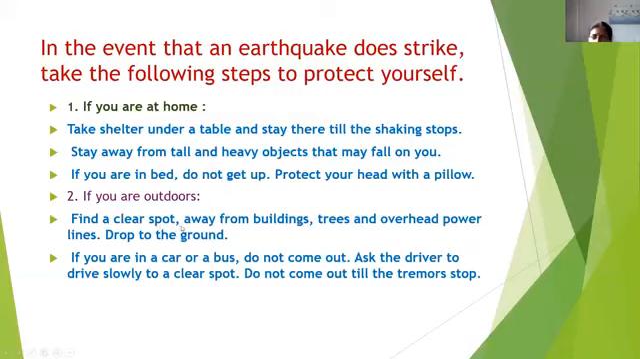Suppose we are outdoors, what do we have to do? How can we protect ourselves from an earthquake? First, we have to find a clear spot, that is a place away from buildings, tall buildings, trees, and overhead power lines. Then we have to drop to the ground. And if we are in a car or a bus, we should not come out. We have to ask the driver to drive slowly to a clear spot. And we should not come out till the tremors stop.